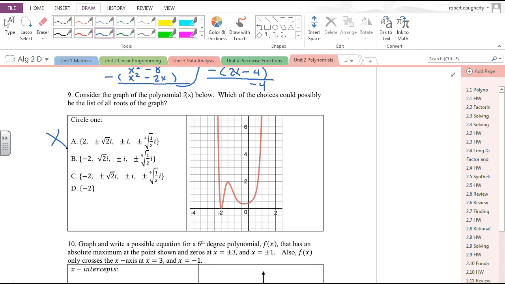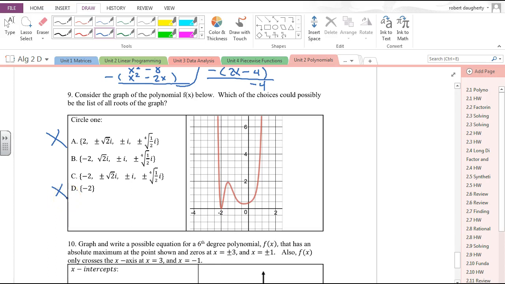Now, the other thing I know is that if I've got an irrational or a complex root, to have real coefficients, I've got to have corresponding roots, okay? So in this case, it can't be D because if you look at the number of turns, I've got 1, 2, 3 turns. This has to be at least a 4th degree polynomial. It can't be D. So it's either B or C.